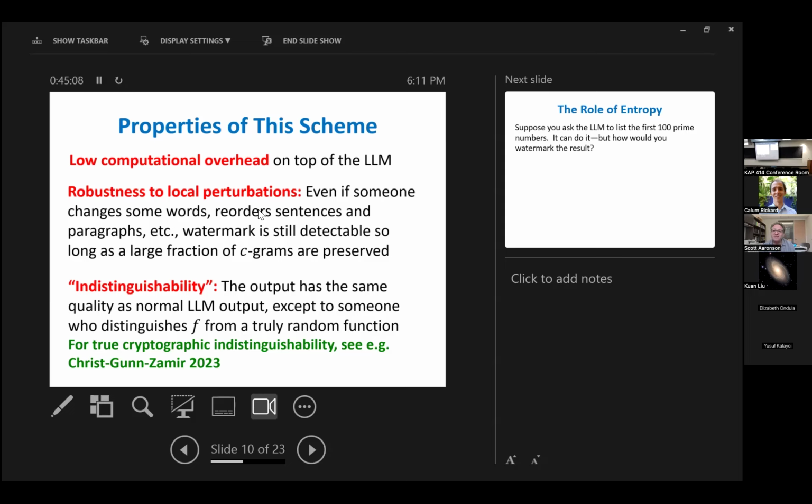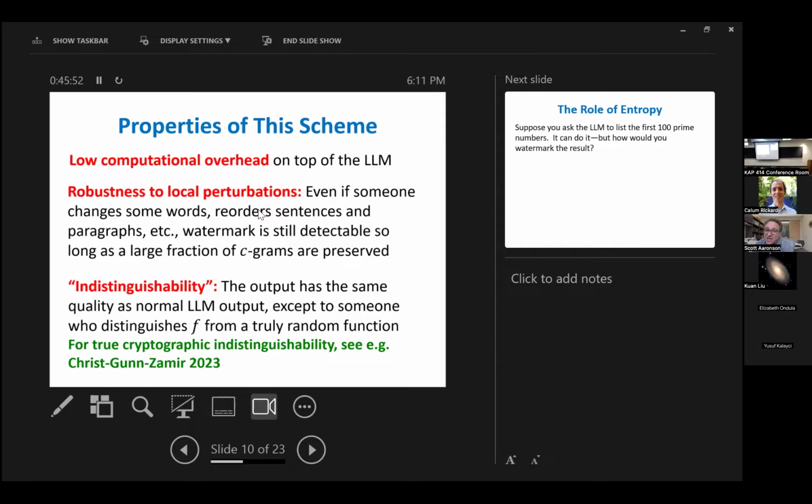And the other thing we have is that, if someone could tell that we watermark the AI output, then in some sense they would thereby be distinguishing the output of the pseudo-random function from truly random numbers. And this is something that should be cryptographically hard. So to the extent that our pseudo-random function works, and this is something that cryptographers are pretty confident can work, to that extent, we should not be degrading the quality of the AI output at all.